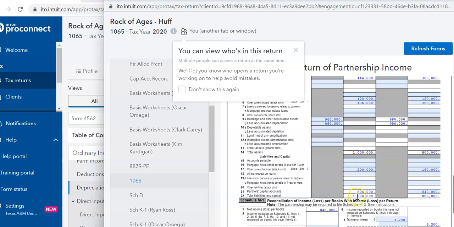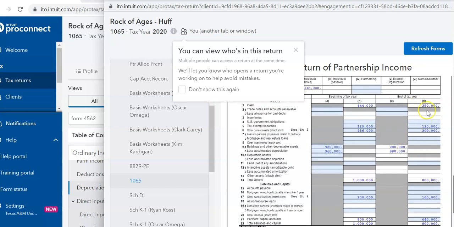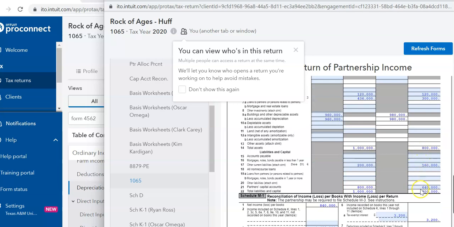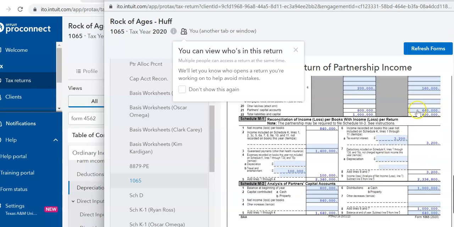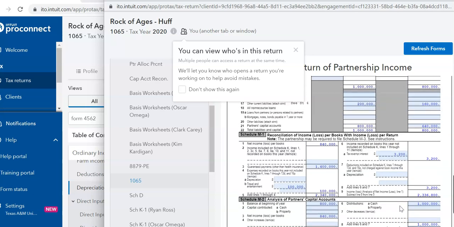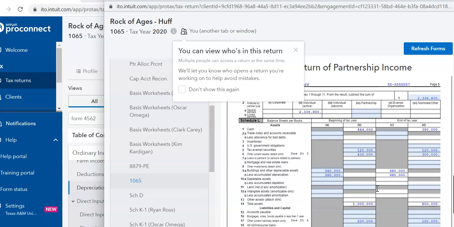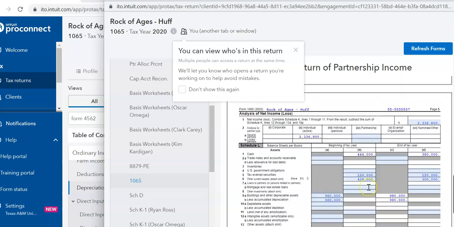My balance sheet ties out. Remember, I just told y'all what cash was of 380, so make sure you put that in. My ending balances tie out. This 640 right here ties to this 640 down here on the M2, which it needs to. My net income per books, and then my income over here, and that number ties to this number up here.